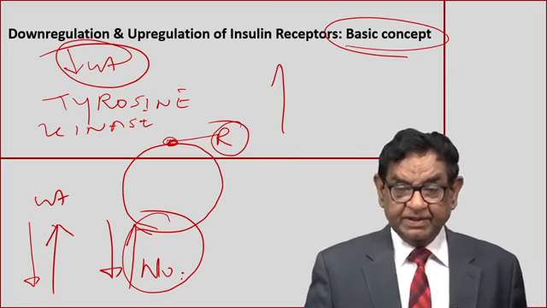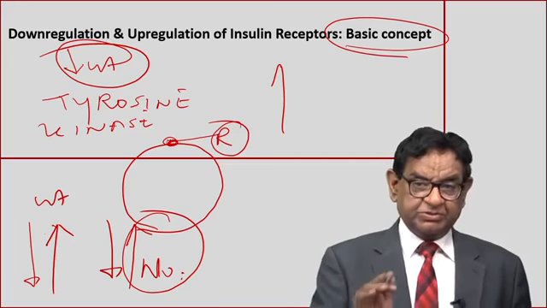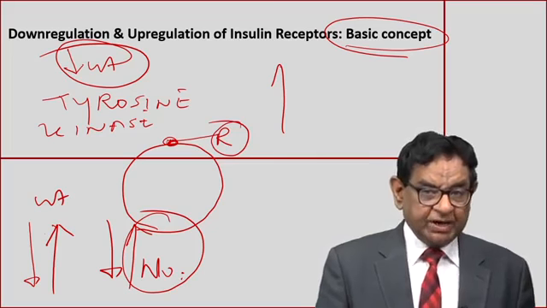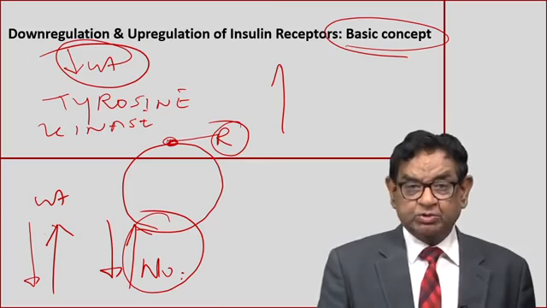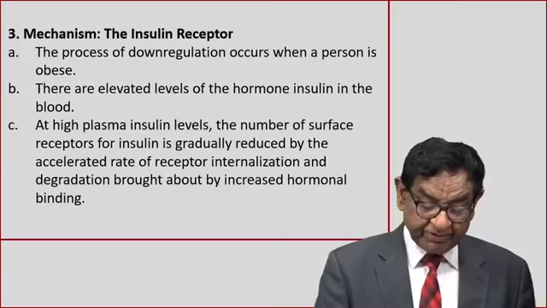About 25 to 30% of type 2 diabetes we can treat by diet and exercise only. I hope you learned the big concept of down and up regulation of receptor and why weight loss is so important in type 2 diabetes treatment. Okay, this is the same as what I have written for you.